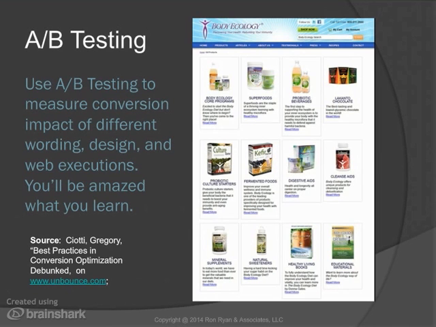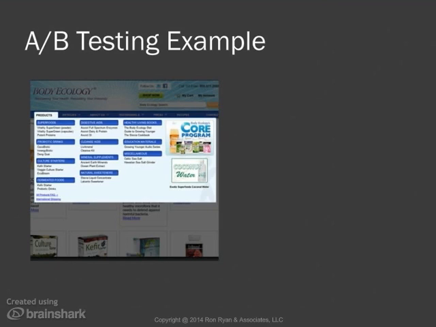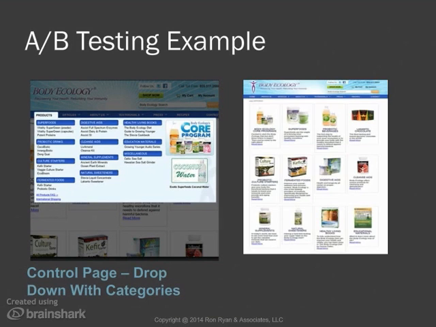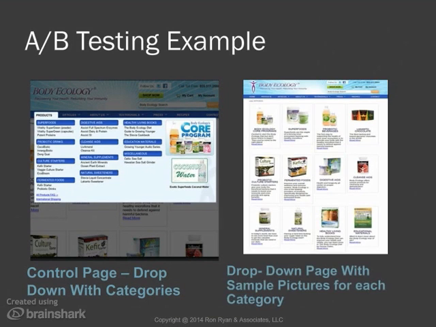A/B testing is a great way to tease out the impact of different wording, design, and web executions. This A/B test involved testing a control page, one with drop-down categories, versus a page with pictures for each category. The pictures version won hands down.